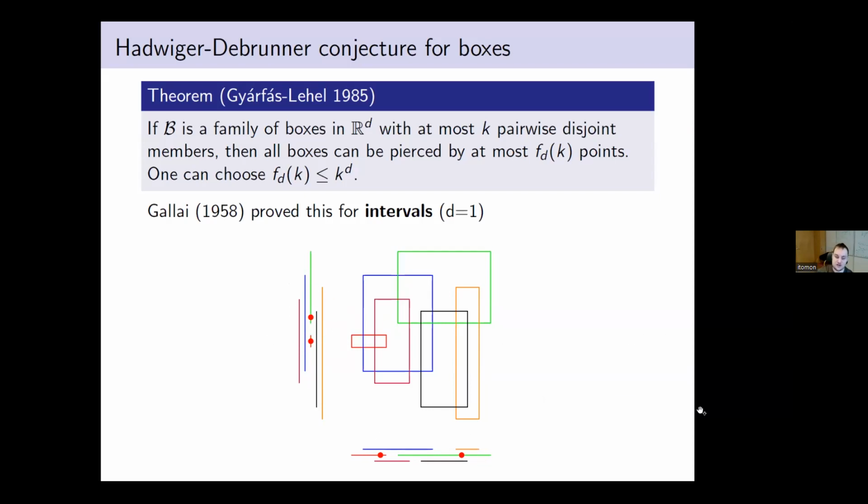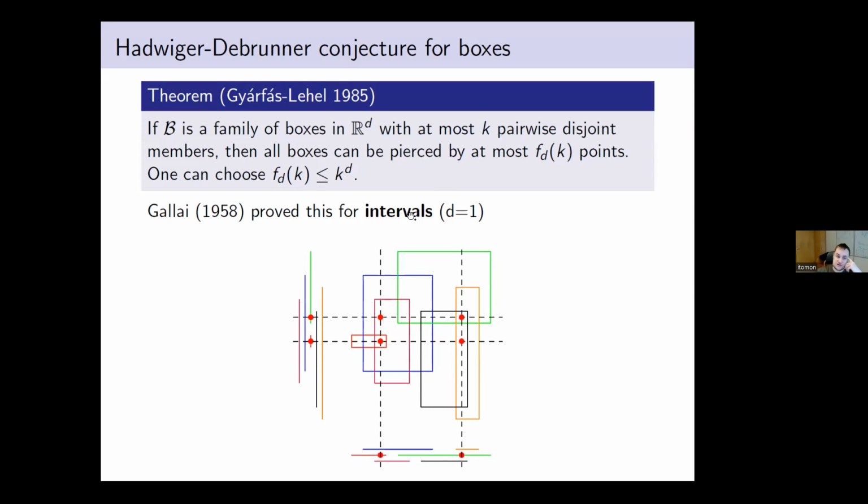Now we will just project these points back. The inverse image of these points is a hyperplane, and if you look at the intersections of these hyperplanes, we get a k by k by k by k grid, and one can easily check that this grid will pierce all the boxes. So this is a very simple proof.